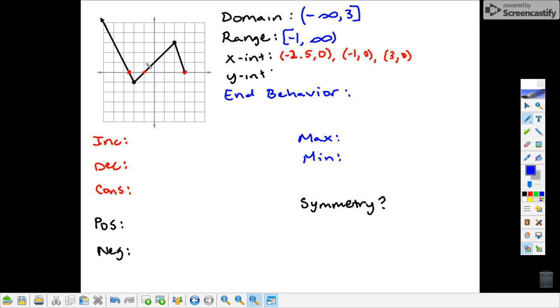Y-intercept, there's only one since this is a function. You can't have more than one. So it's right here at (0, 1).